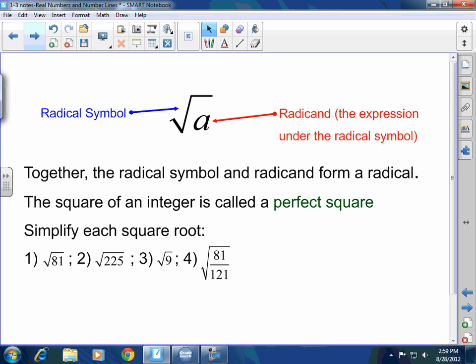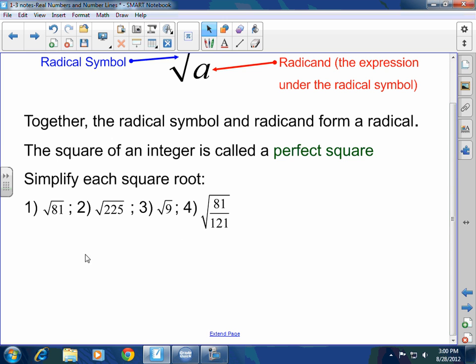Well, remember that this is a radical symbol right here. And the value inside of the radical is called a radicand. This is the expression under the radical symbol. That's called the radicand. Now, together the radical symbol and the radicand form a radical. The square of an integer is called a perfect square. So if I want to simplify each square root, these are perfect squares. So this is going to work out nice and easy.